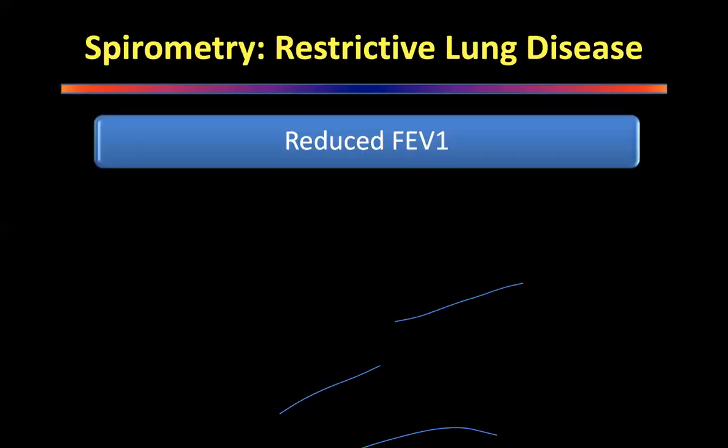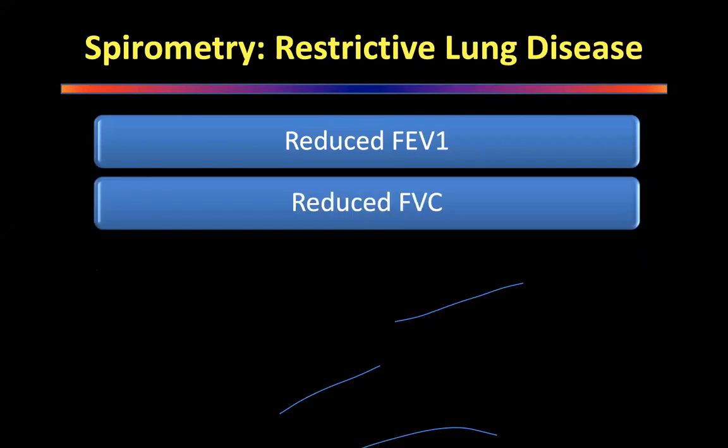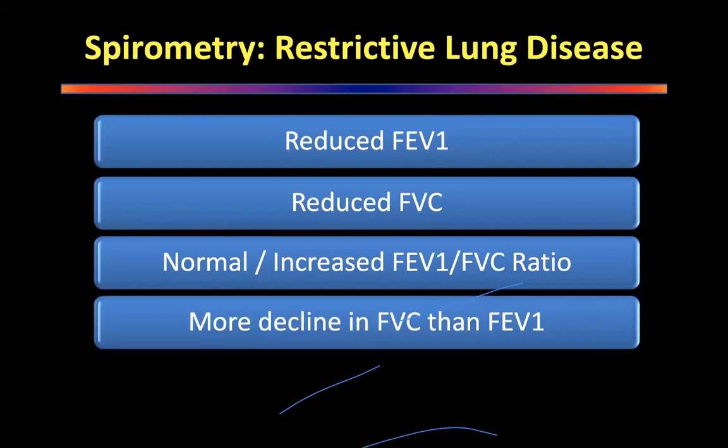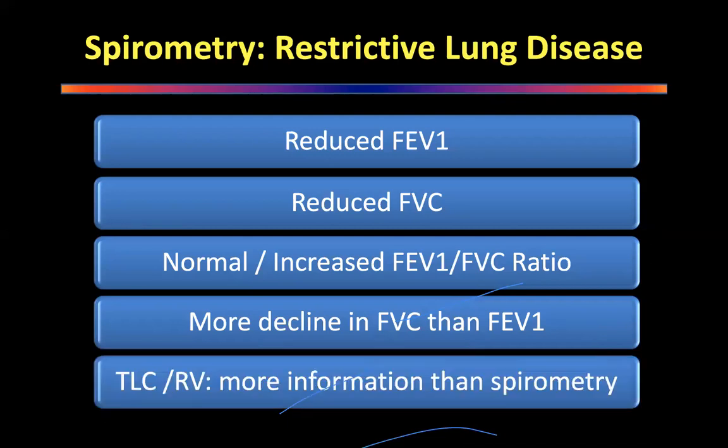What about restrictive lung disease? In restrictive lung disease, you have a reduced FEV1, we said that, but you also have a reduced FVC. So your ratio may be normal if both the reductions are the same, the numerator and the denominator reduce to the same extent. But if the numerator reduces to a lesser extent and the denominator goes lower than the numerator, then your ratio will be increased. There is more decline in FVC than FEV1, as I said earlier.